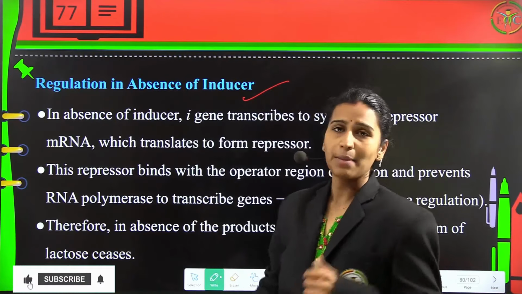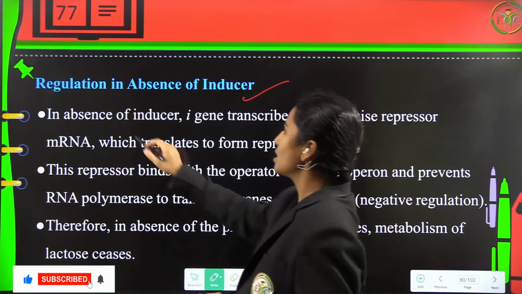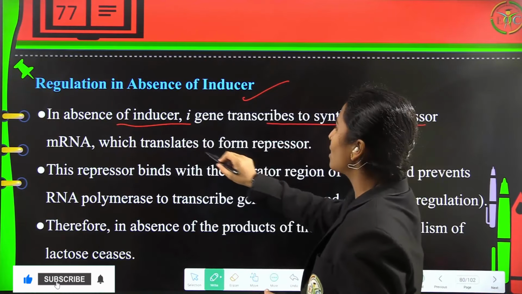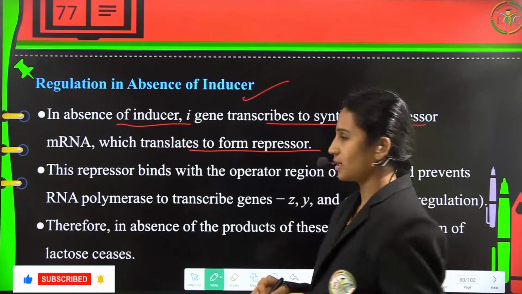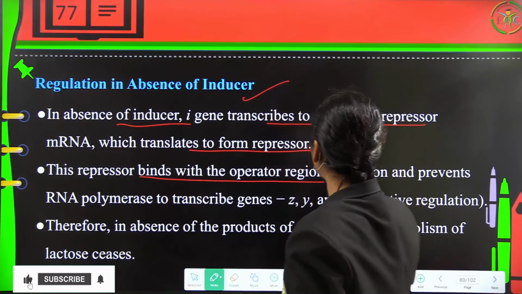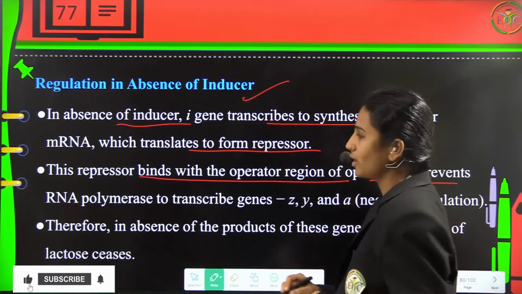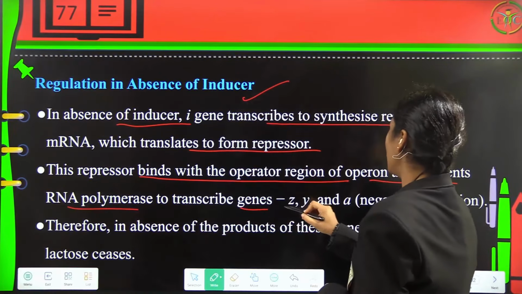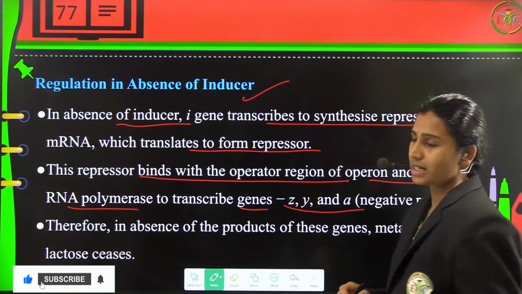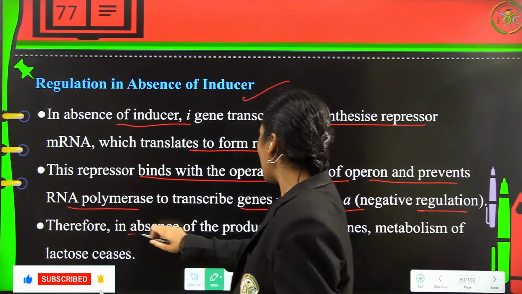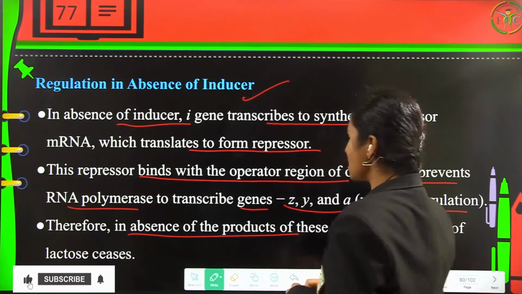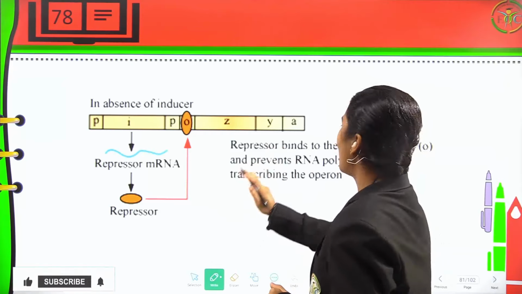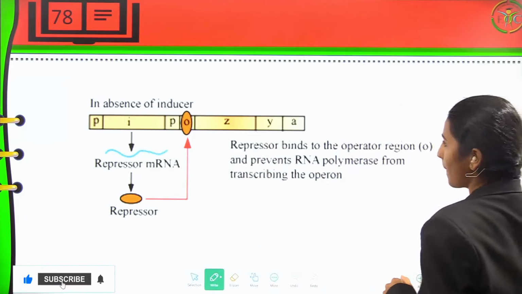Now, regulation in the absence of inducer. In the absence of inducers, the I gene will be transcribed to synthesize repressor mRNA, which will be translated to form the repressor. This repressor binds to the operator region of the operon and prevents RNA polymerase from transcribing genes like Z, Y and A, which is negative regulation here. Therefore, in the absence of the products of these genes, metabolism of lactose ceases. So this is the absence of inducers.